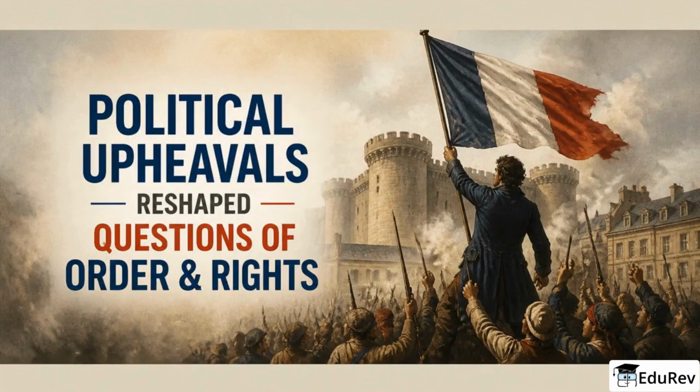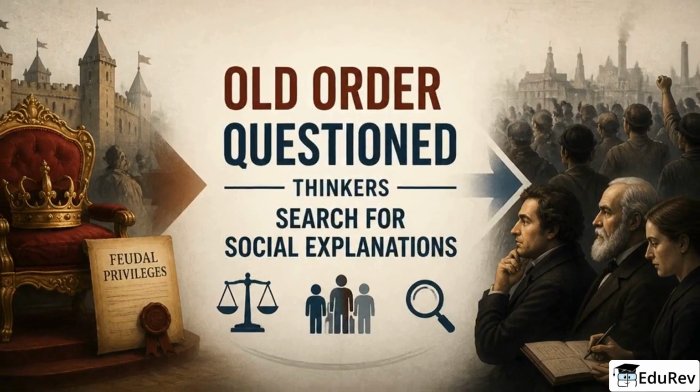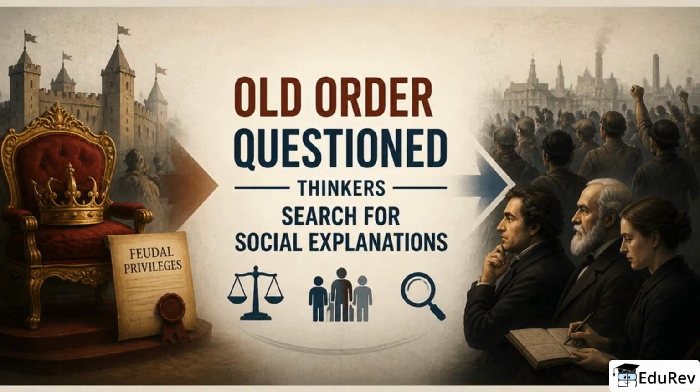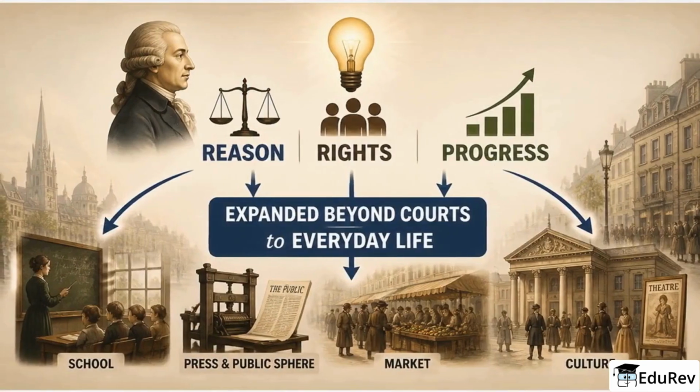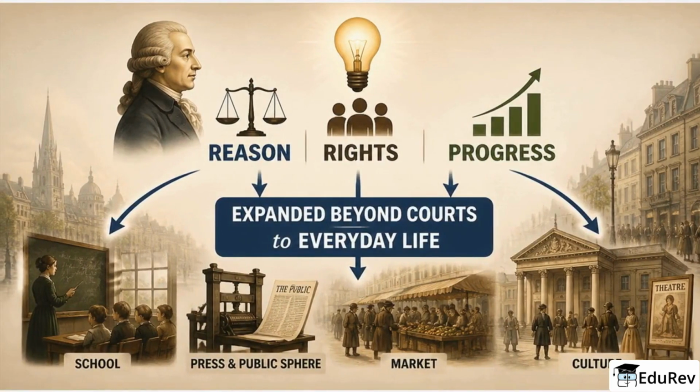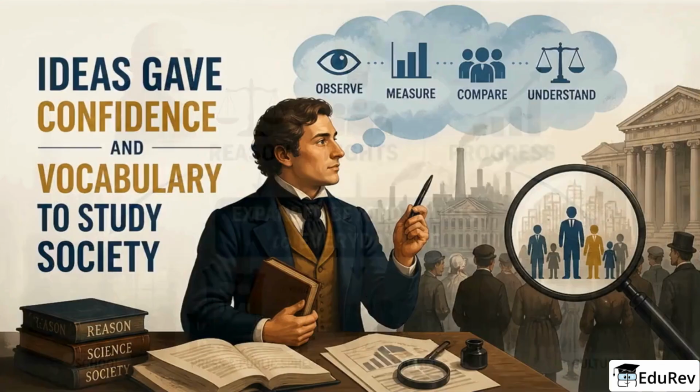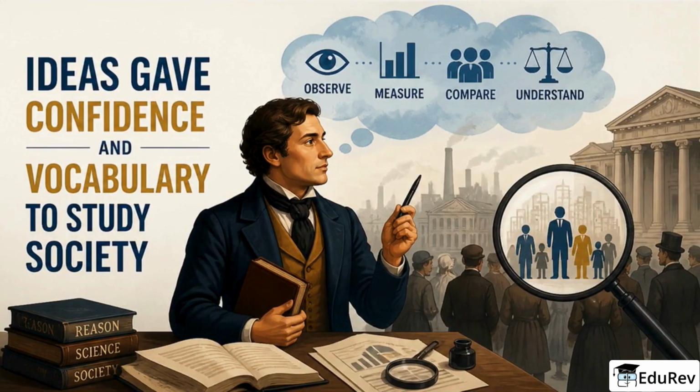Political upheavals like the French Revolution also changed the questions scholars asked about order and rights. When monarchies and feudal privileges were challenged, thinkers began to analyze how societies hold together or fall apart. Enlightenment ideas of reason, rights, and progress expanded the idea of society beyond courts to include everyday institutions and culture. So, intellectual change gave both the confidence and vocabulary to talk about society as a subject of study.